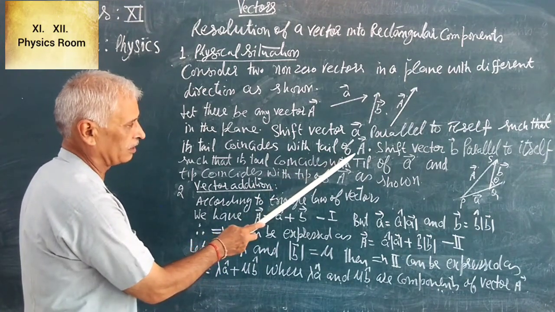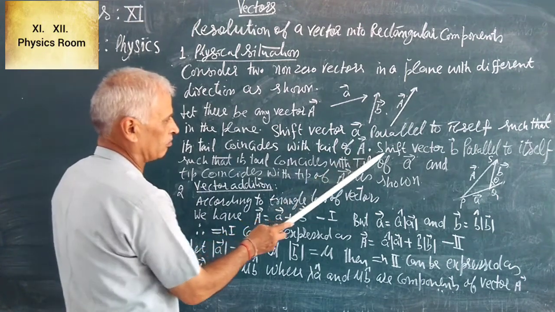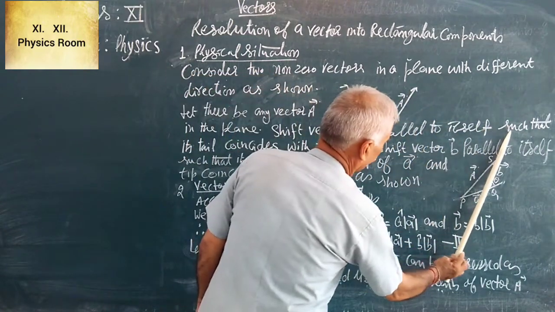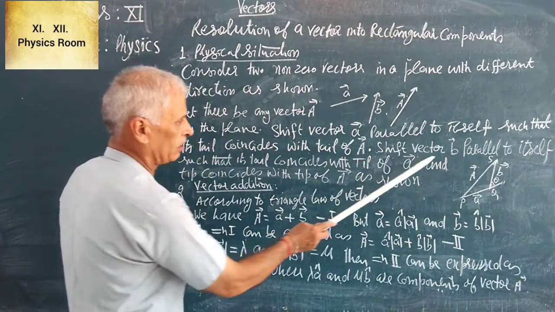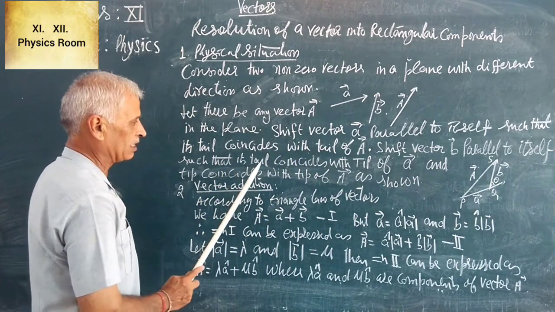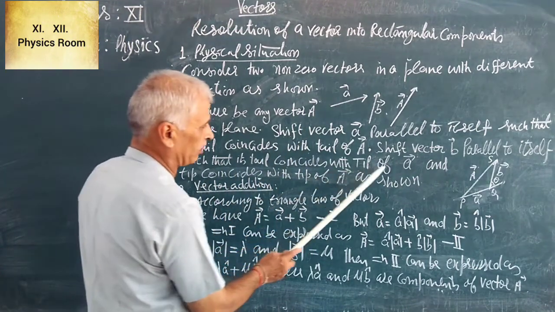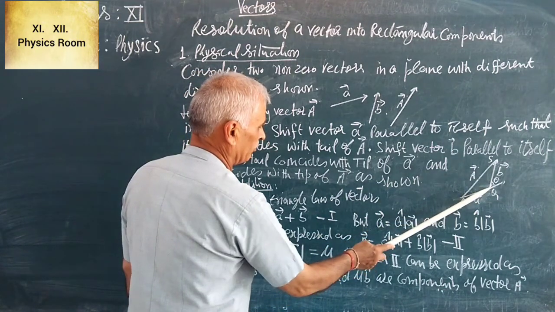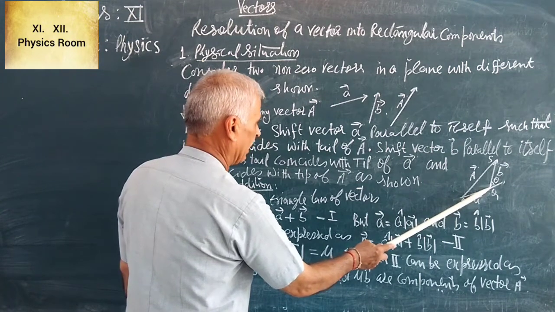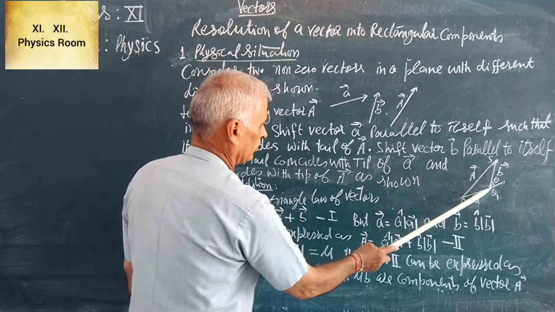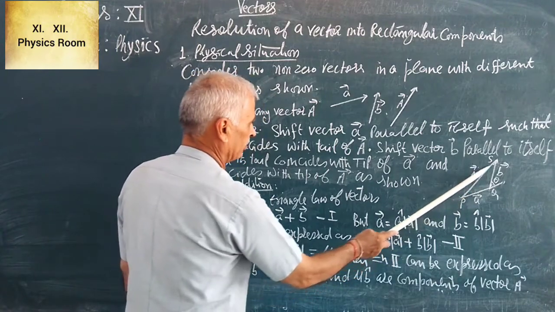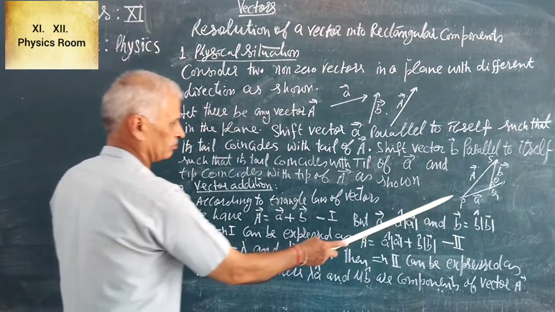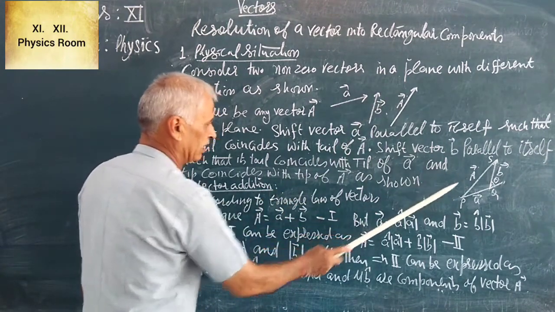Tail of vector A. Now, shift vector B parallel to itself such that its tail coincides with the tip of A. Its tail coincides with the tip of vector A and the tip of vector B coincides with the tip of vector capital A, as shown in the diagram. So, from this you are to frame this diagram.